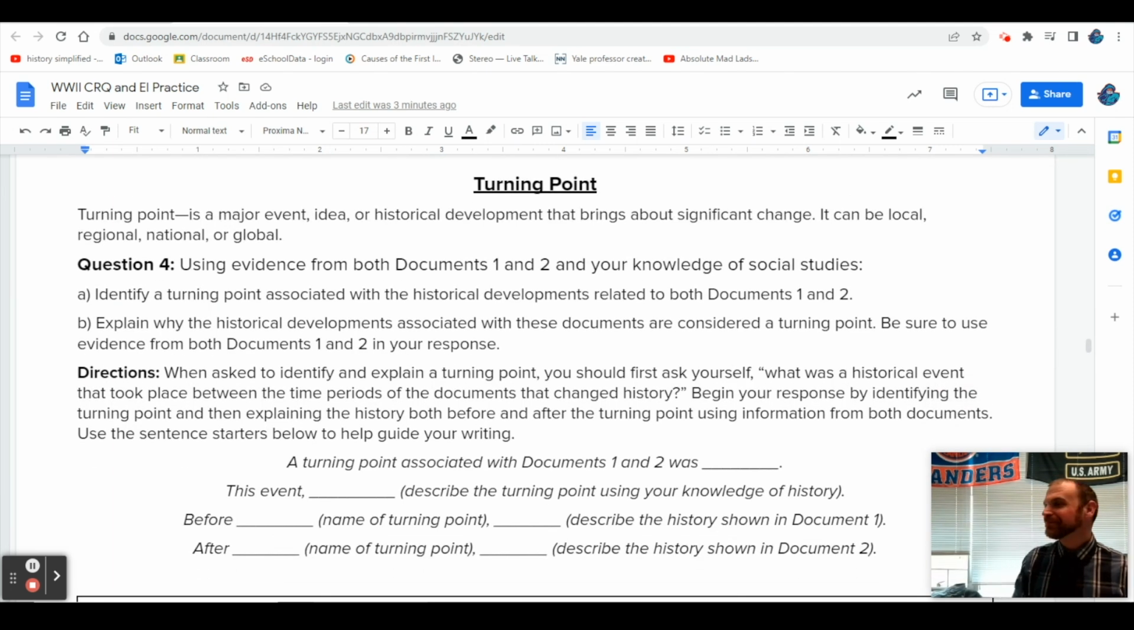All right, turning point. This is a type of question I haven't shown you guys a lot, but it's another one that you could possibly see on the Regents exam that also would require you to use both of the documents. Okay, without reading all this stuff, you should remember that a turning point is like an event in history that alters the course of things. So when you get a question about turning point, you have to ask yourself, what the heck happened in between documents 1 and 2 that would have led to a change, right?